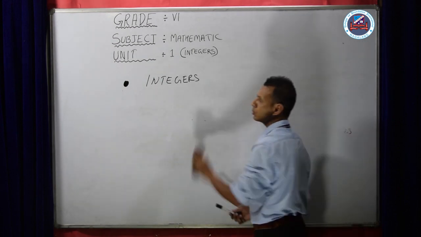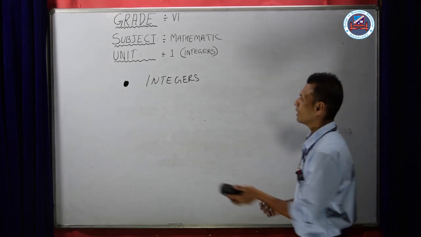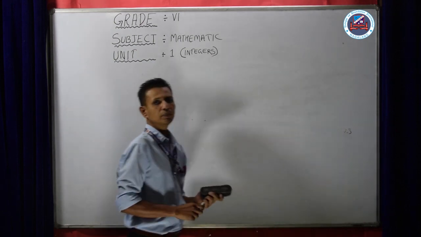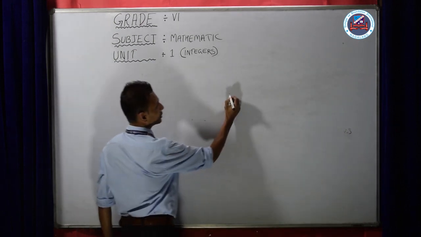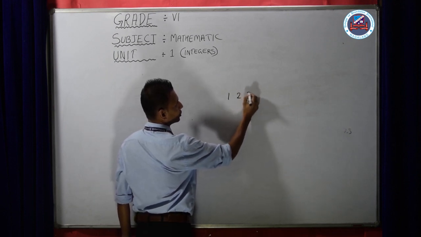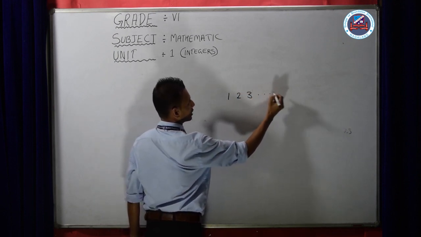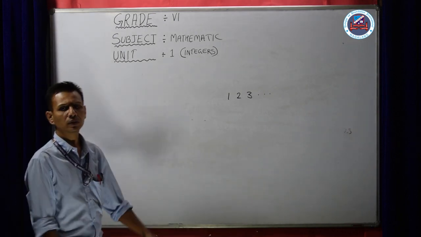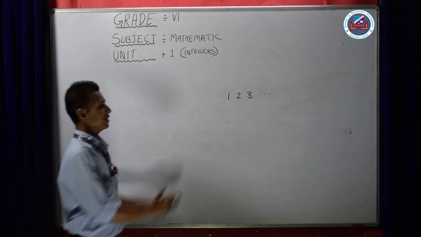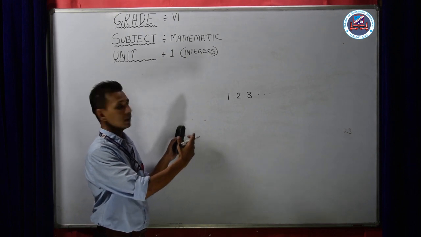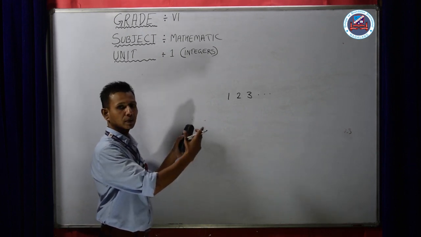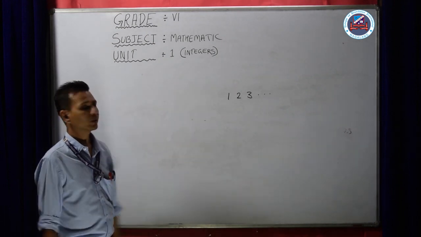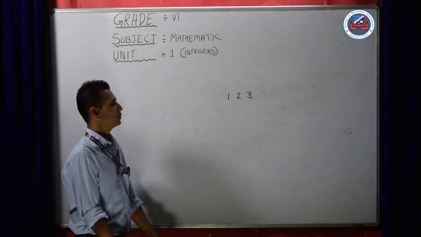Now, we will learn what an integer is in a very simple way. I want you to tell me what this number set is called: 1, 2, 3, 4, 5, 6, and so on. Can you tell me what this set of numbers is called? Correct. This set of numbers is called the counting numbers. Great. You can even call them natural numbers, or positive numbers.